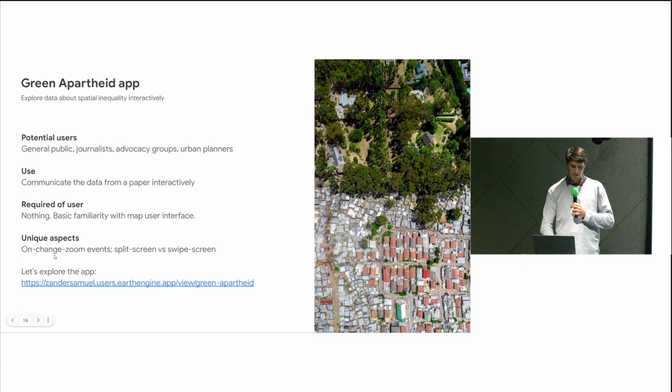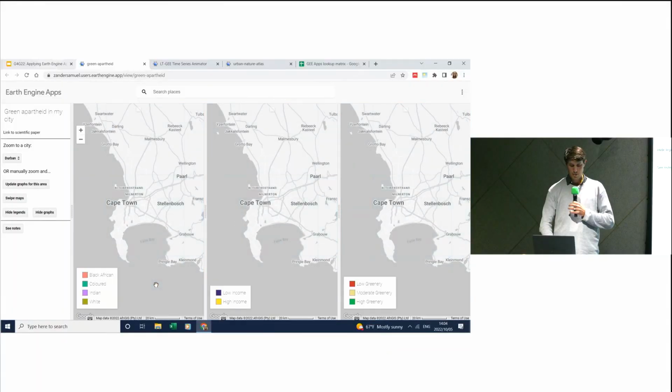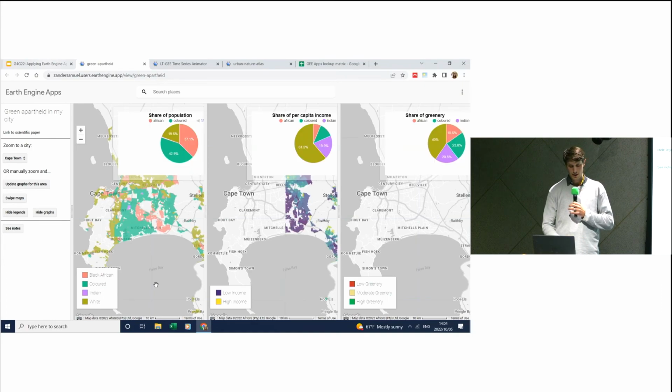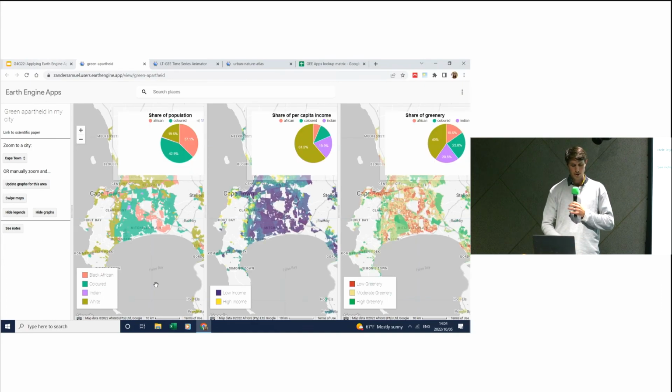Some of the unique aspects of this are that I've included some on-change zoom events. So with apps, when you zoom in and out, you can trigger different things to happen, which I'll show you now. I've also included the split screen and swipe screen widget. So I'll open this app. And the app opens up on Cape Town, which is in the south of South Africa, and has these 3 panels. The one on the left showing distribution of race by census tract, the center one showing income, and the one on the right, share of the greenery.